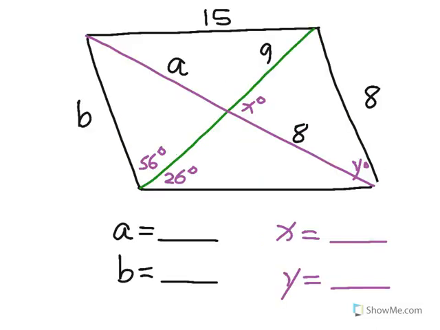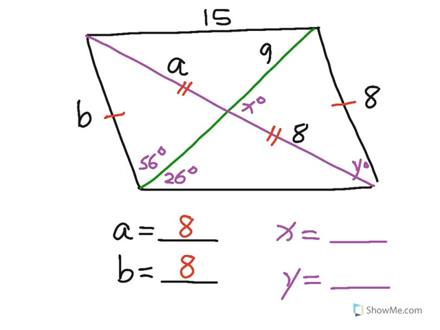Okay, in this next example, I have a parallelogram where I've got to find some sides and segments and some angles. So A and B will be sides and segments, and x and y will be angle measures. So let's look at the sides and segments first. Because I know that opposite sides of a parallelogram are congruent, I know this side of 8 is the same as this side, so I know that B is 8. And because diagonals bisect each other, I know that this segment here is the same as this segment here, so A is also 8.